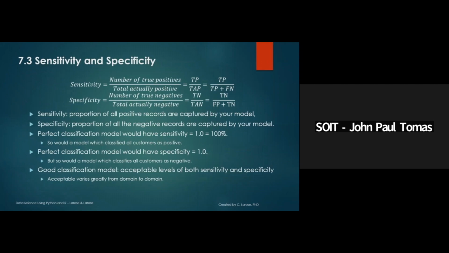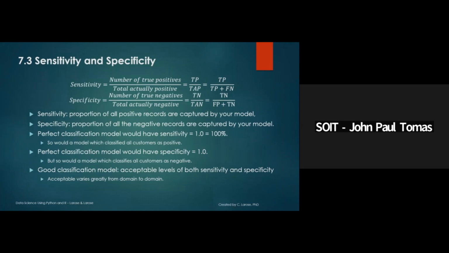Now, for the sensitivity and specificity, the formula for sensitivity is the number of all true positives divided by your total actually positives, or TAP. So TP over TAP. Or sometimes, if you have another formula, TP over TP plus FN. Now, your specificity is the number of true negatives over your total actually negatives.